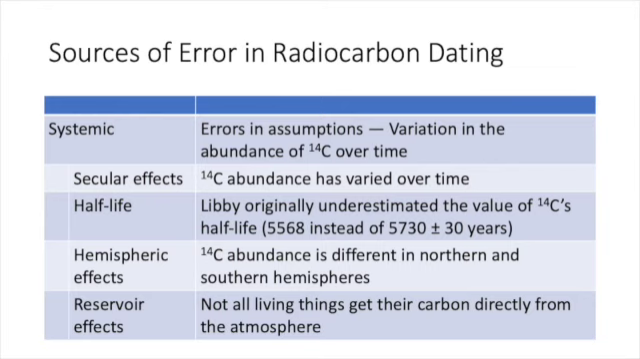We also know that in some cases there are so-called reservoir effects. For example, marine organisms get a substantial amount of their carbon-14 from the seawater, and the oceans mix only slowly with the atmosphere, so oceanic carbon-14 is not at the same abundance as atmospheric carbon-14. There are even some organisms, like snails, that get some of their carbon from very old sources, like limestone.